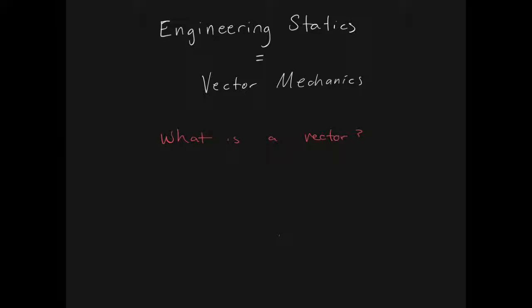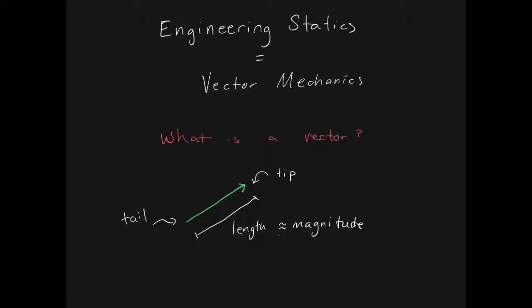A lot of what statics is about is representing forces as vectors and then making sure those forces balance out so that something doesn't move. A vector is usually represented by an arrow. It has a tail end and a tip end. It has some length, and the length is representative of the magnitude. It also has direction, which is represented by the orientation of the tip to tail, or another way to think about it would be the arrowhead.